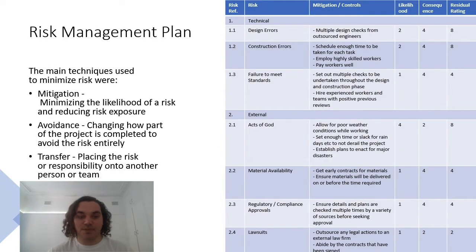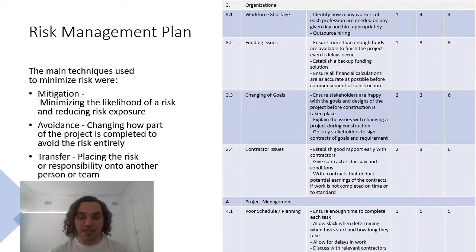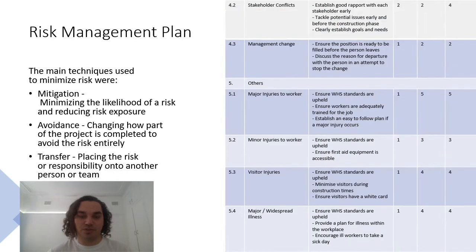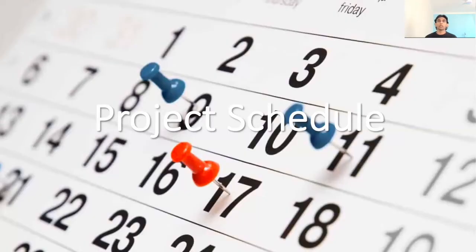For our second risk management table, we identified mitigations and controls for each individual risk. We did this by using 4 techniques of mitigation: avoidance, transfer, and risk acceptance. Using these mitigations and controls, we then reassess the impact and likelihood of each risk to result in our final residual ranking.